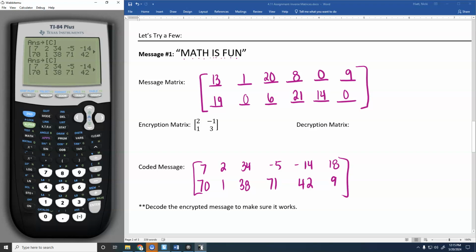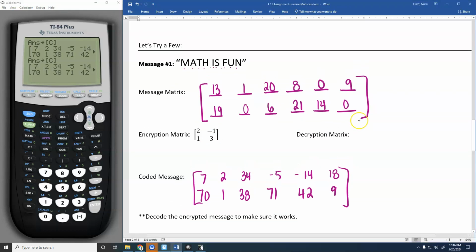So we need a decryption matrix for this to see if we can get back to what we had. So that is where we have to use that formula that we just had before. So it's going to be 1 over, we do A times D, so that's 2 times 3, minus negative 1 times 1.